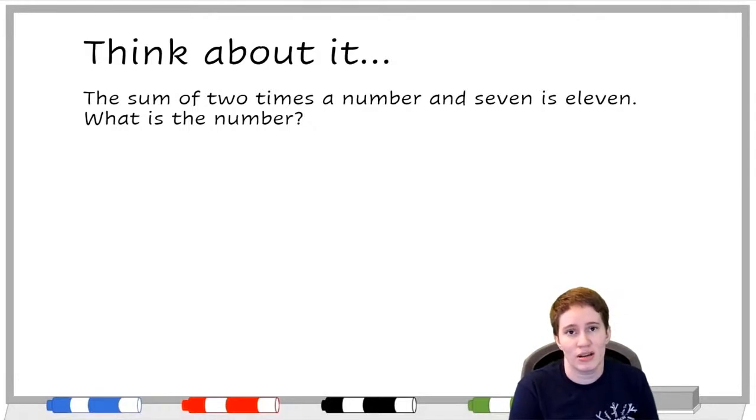So think about it and see if you can come up with the answer to this. The sum of 2 times a number and 7 is 11. What is the number? Take as much time as you need.